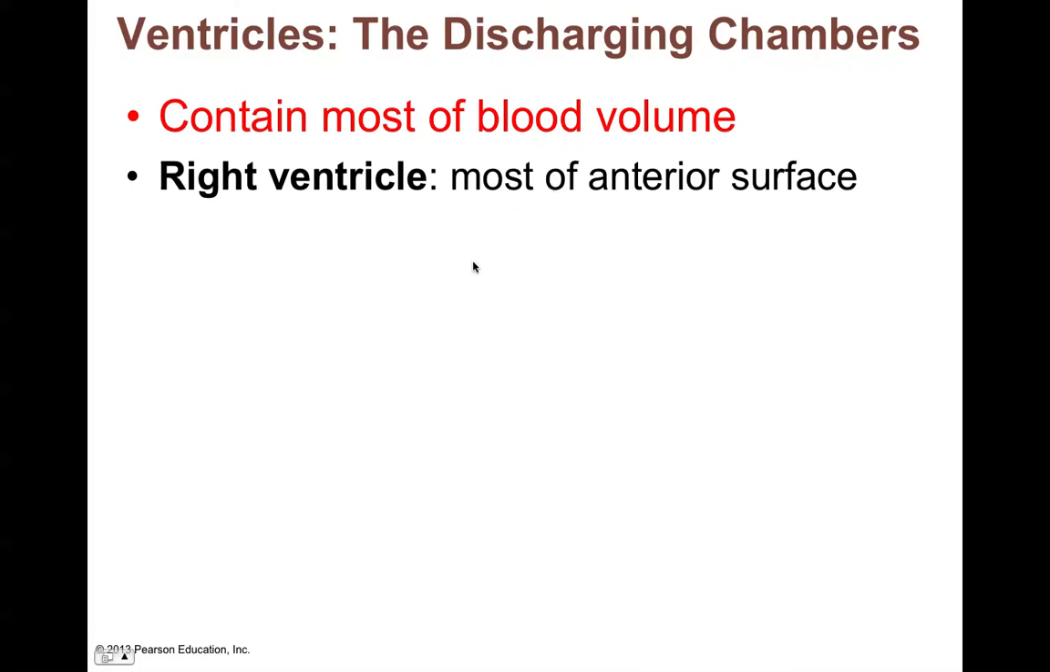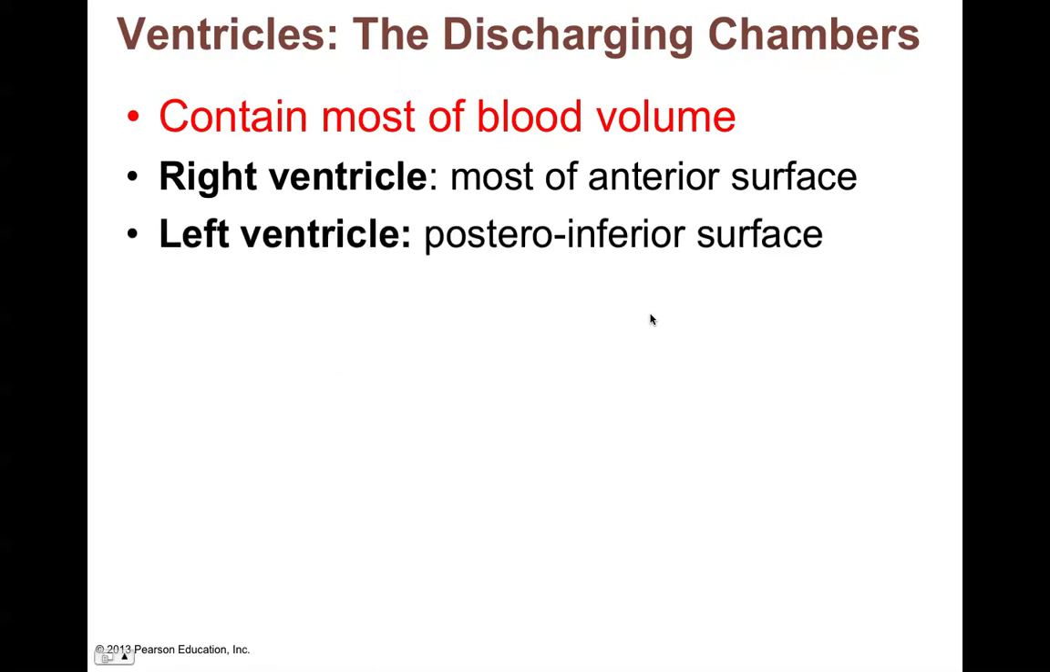The right ventricle is actually on most of the anterior surface. So when you hear right ventricle, it doesn't mean it's totally on the right. The heart's tipped a little bit in the thoracic cavity, so the right ventricle actually is a little bit anterior. The left ventricle is actually on the posterior-inferior surface, so it's not only tipped a little bit toward the back, but it's also inferior a bit. So the heart is somewhat oblique within the thoracic cavity.